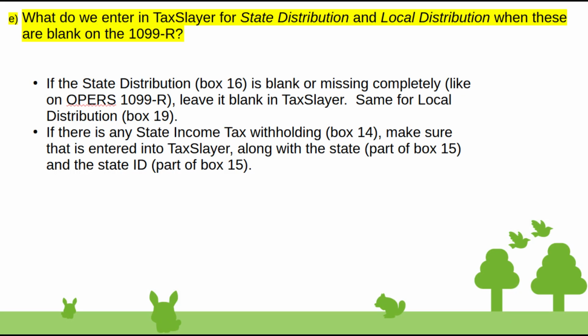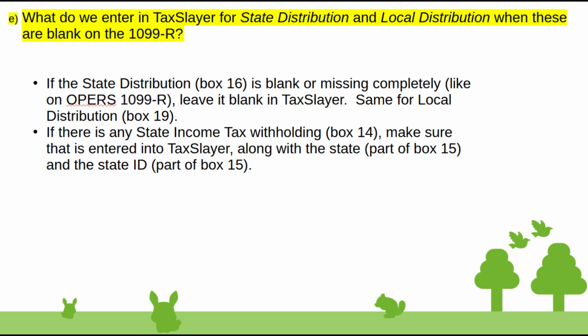I've received a number of questions about what to enter into TaxSlayer for the state and local distributions when these entries are blank on the 1099-R. Well, in general, the rule is key it like you see it. If there's an entry for the state distribution or the local distribution, put them in the TaxSlayer as per the 1099-R. If they are missing or blank, then leave them blank on TaxSlayer.